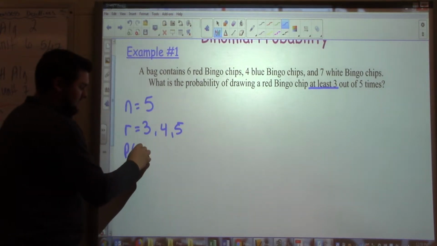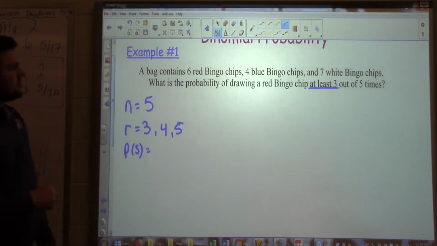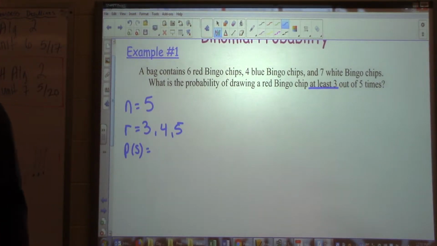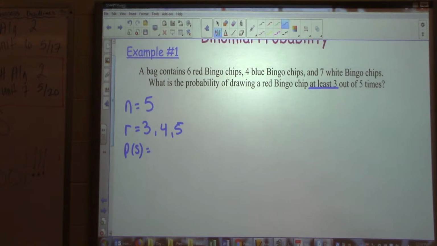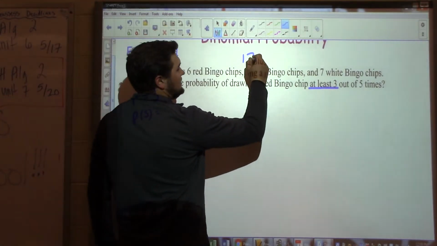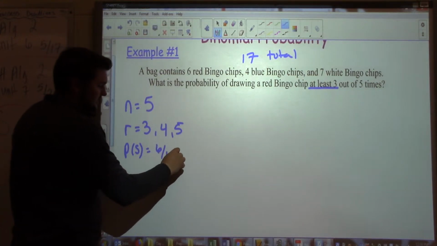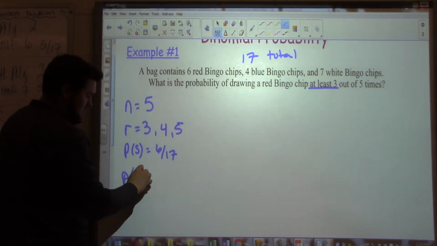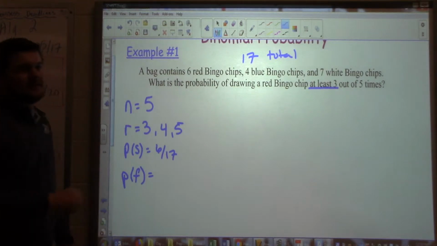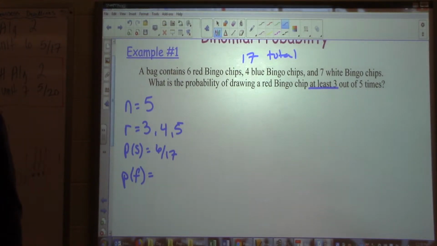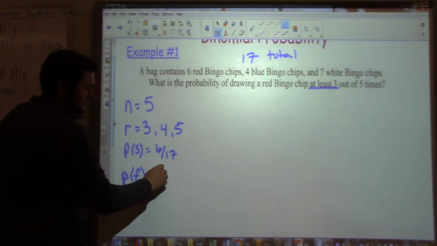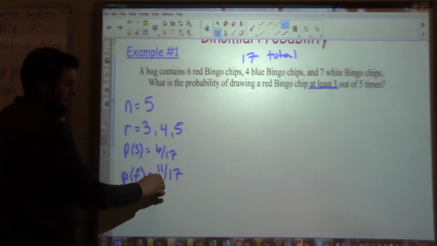My probability of success. What's the probability I pull a red bingo chip? 6 out of 17. Where do you get 17 from? Add up the bingo chips, right? There's 17 total. Well, there's 6 red, so the probability I get a red is 6 out of 17. So if that's the probability of success, what would my probability of failure be? 11 out of 17, right? These have to equal 1 if I add these 2 together.